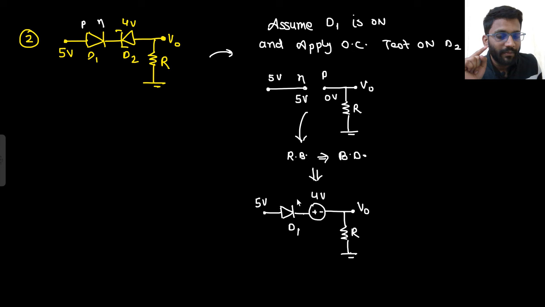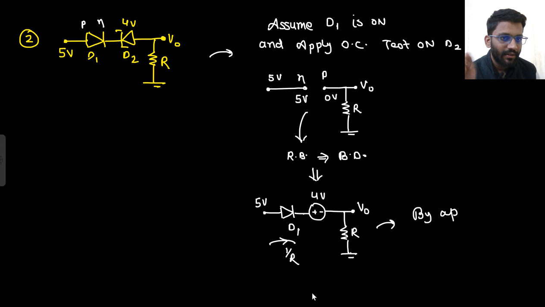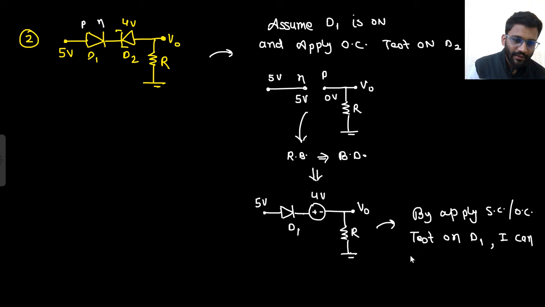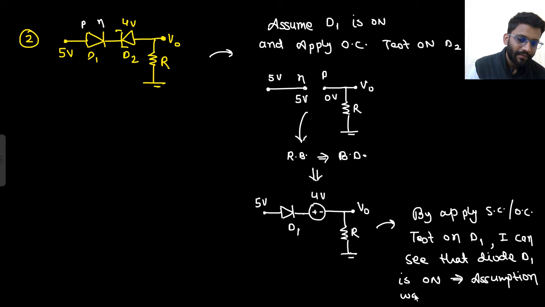Here I can see, by applying open circuit test. You can apply short circuit test as well. If you short it, then 5 minus 4, that means 1 by R current will be flowing in this direction. Right? So you can apply short circuit test as well. So by applying short circuit or open circuit test on D1, I can see that diode D1 is on. That means the assumption was correct.